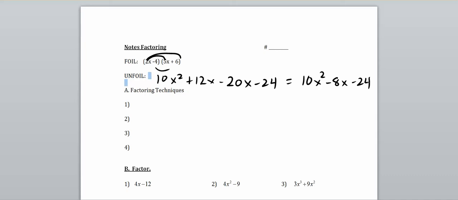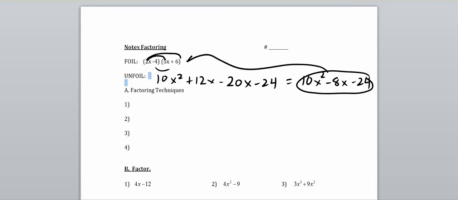So what we're going to do now is we're going to factor, which means we're going to take a trinomial, or it could be a binomial, or whatever we're looking at, and we're going to go backwards and try to figure out where it came from. So we're kind of unfoiling. So factoring can be looked at as unfoiling.